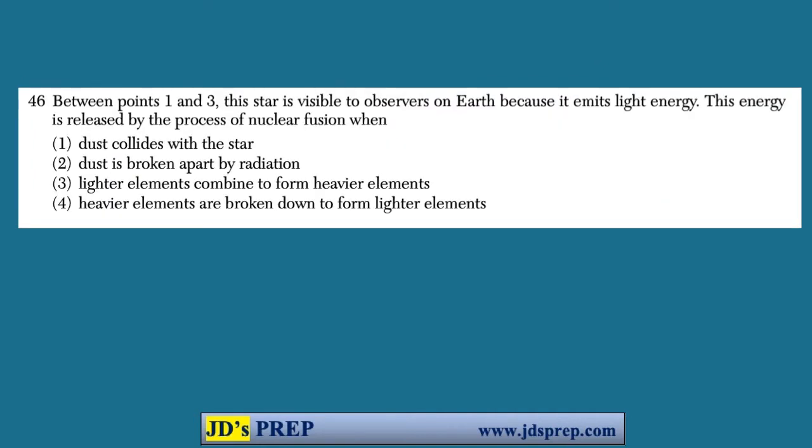Next question asks about nuclear fusion, essentially. The context is that between points 1 and 3, the star is visible to observers because it emits light energy. The energy is released by the process of nuclear fusion. So we're being asked, essentially, what is the process of nuclear fusion? We are fusing lighter elements together and creating heavier elements. Our correct answer is 3.